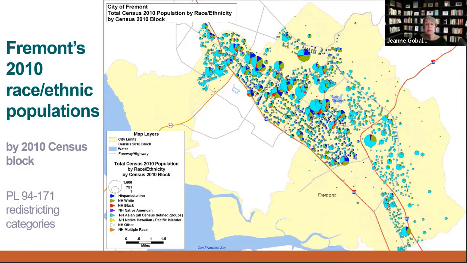This is the PL data from 2010. We did this work in 2017. So you can see the major race and ethnic categories in Fremont. Again, you can see some concentrations. The turquoise color shows Asians, all Asians combined. And you can see that the city has many Asians in it.